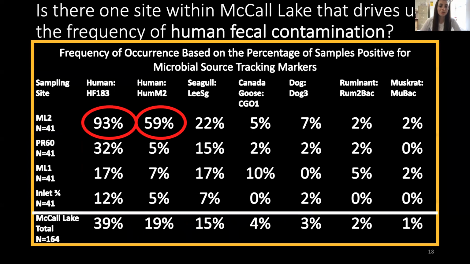And here we can note that ML2 is frequently contaminated with human fecal contamination, with 93% detecting human fecal contamination at that sampling site, ML2. This claim is further substantiated by the fact that HumM2 is also more frequently detected at sampling site ML2 in 59% of samples.